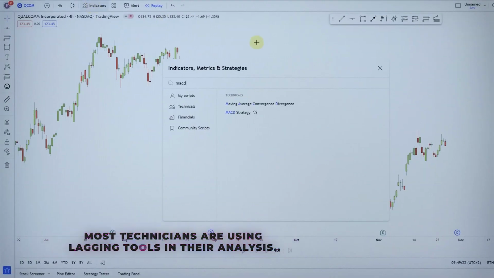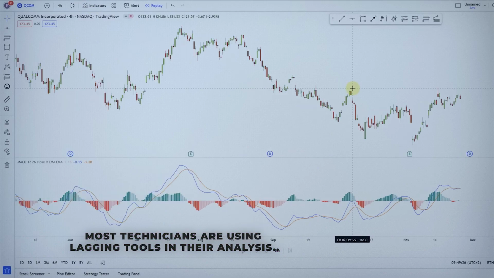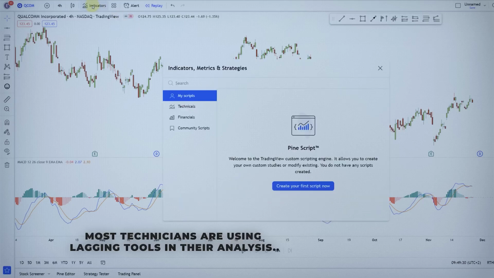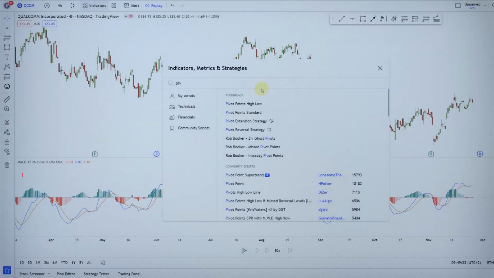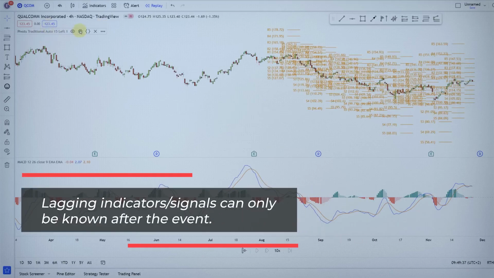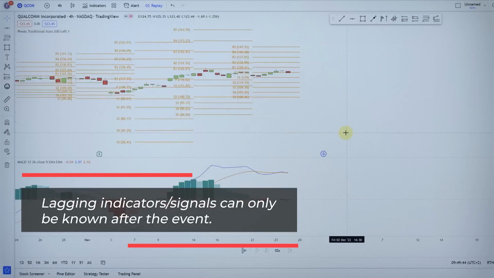Most technicians are using lagging tools in their analysis. Whether it's a price action signal or an indicator one, if it's lagging, you will always be late behind price action. Lagging indicators can only be known after the event. Don't get me wrong, this doesn't make them useless. They can clarify and confirm a pattern that is occurring over time.